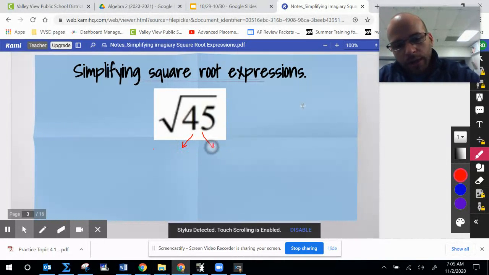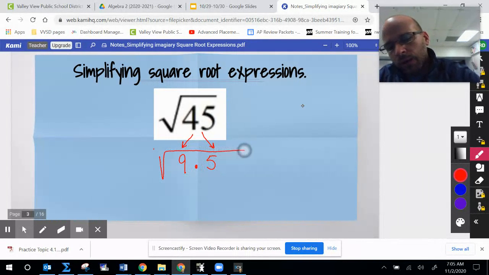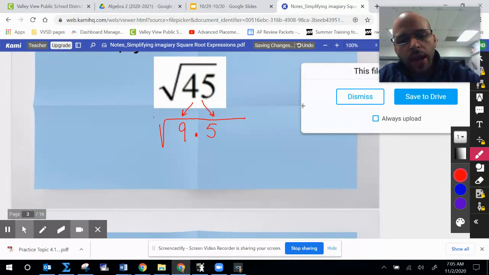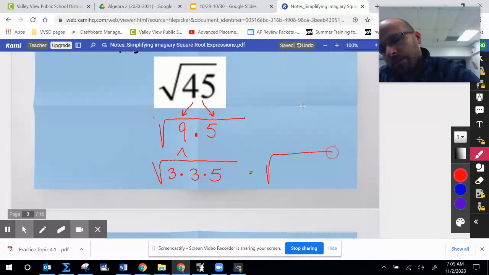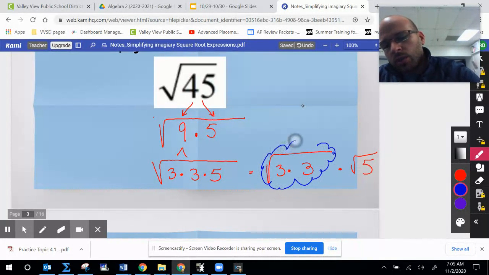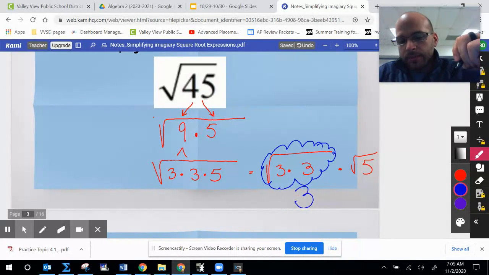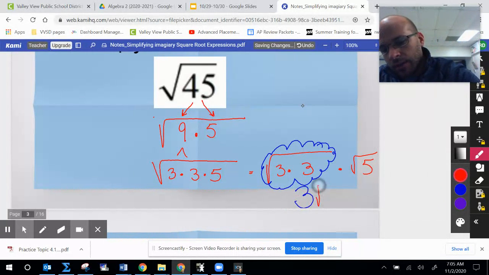I'm going to break 45 down into a product of two values. So I know 45 is 9 times 5. I can break 9 down even further to give me 3 times 3 times 5. And I can now break this down into the square root of 3 times 3 and the square root of 5. Now that property that I just referred to says, okay, well, if I have the square root of 3 times 3, that's just 3. All right, and I still have the square root of 5 at the end of my answer.